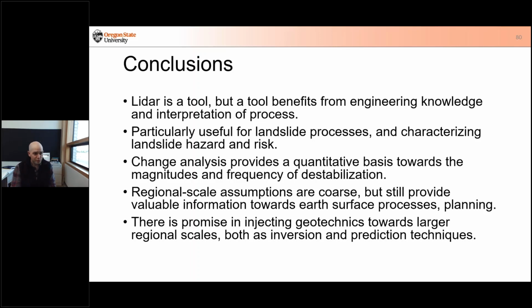The regional scale assumptions we use are very coarse, of course they are, but they still provide an index or intuition as to how a landscape might respond to disturbance or how Earth's surface processes are controlled by the in situ conditions at hand. And there's always promise in injecting geotechnics and engineering geology towards larger scales, both as inversion and prediction techniques. But of course, these techniques need to be used with interpretation and judgment and not used beyond that.